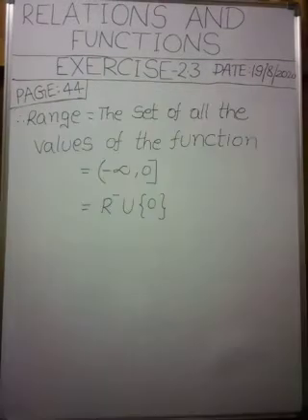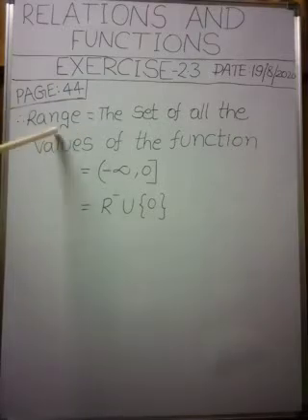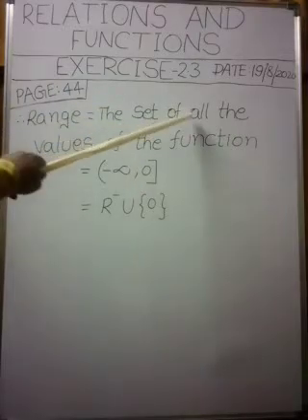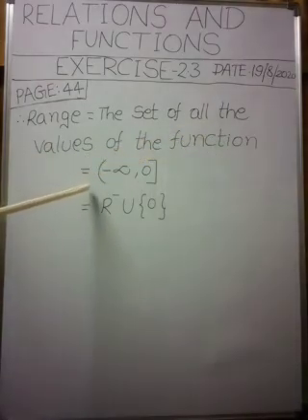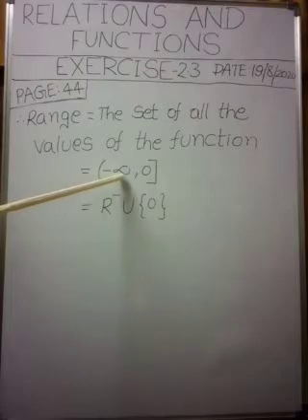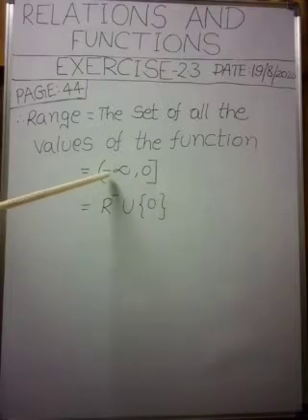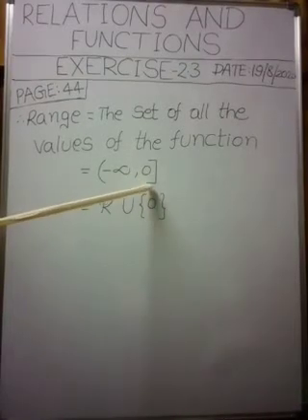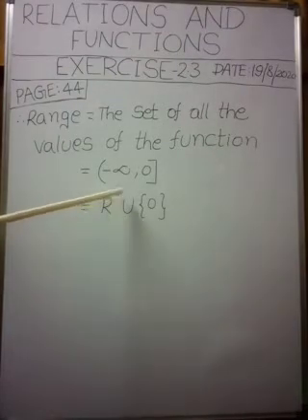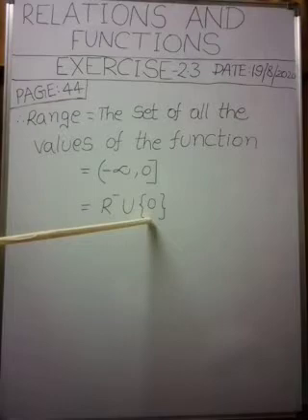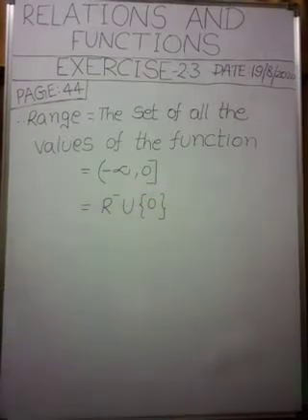Right. So what is meant by range of a function? Range of a function means the set of all the values of the function, that is equal to (minus infinity, 0], left open, right closed. That is equal to the set of all negative real numbers union the singleton set {0}. Understood this point, my dear children?